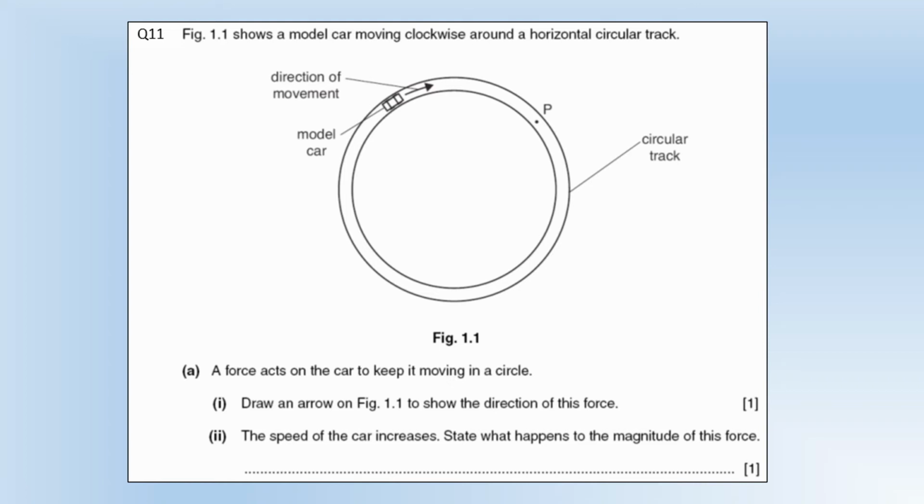So the diagram shows a model car moving clockwise around a horizontal circular track. A force acts on the car to keep it moving in a circle. Draw an arrow on the diagram to show the direction of the force. Well, it's got to be directed towards the center of the circle, perpendicular to the car's motion. The speed of the car increases. State what happens to the magnitude of this force. Well, it has to get bigger. So the faster you want to travel in your circle, the bigger this force needs to be.